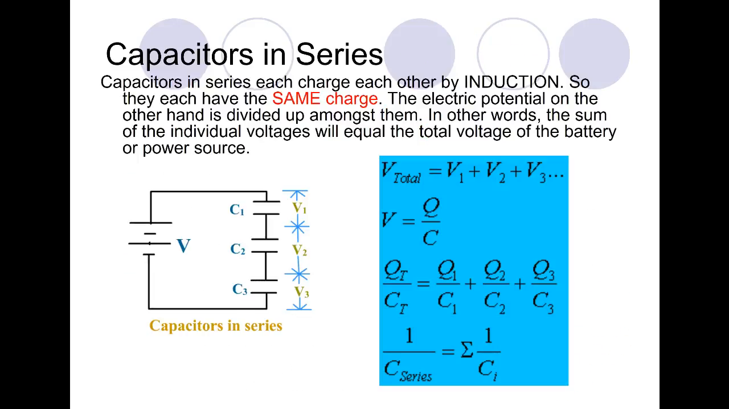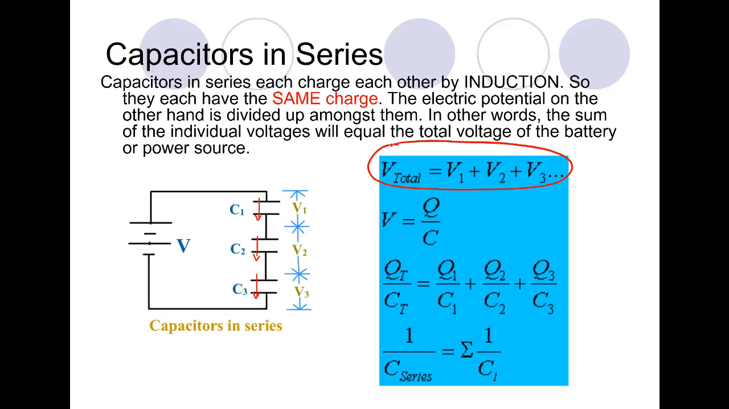Finally, we can go through our discussion here that they have the same charge, but the electric potential is divided up amongst them. In other words, if you think about electric fields, there's one field, there's another field, and there's another field. So as charge moves across these three electric fields, it's going to experience three voltage differences, V1, V2, and V3. And the sum of those will be the total voltage, V total.